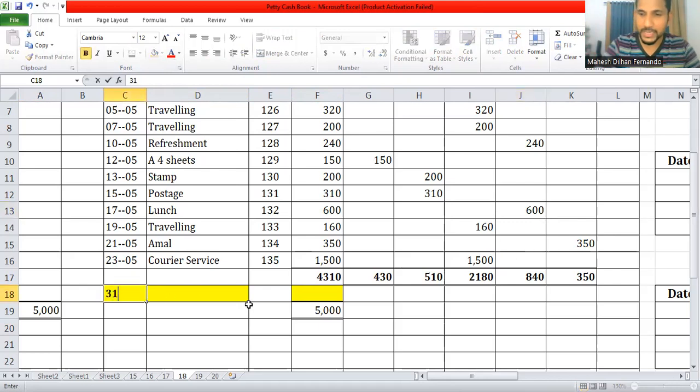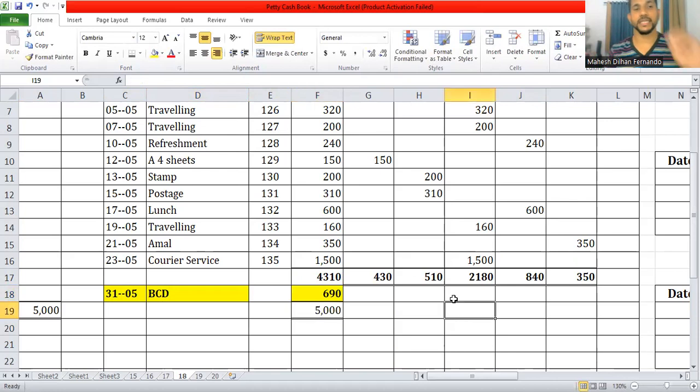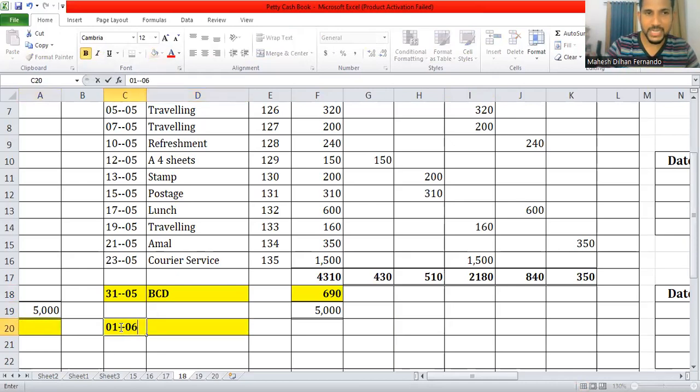Now I can obtain the balance carried down, BCD, by subtracting the payments from the petty cash imprest. It is 5,000 minus 4,310, 690. So it is going to be the balance brought forward as at 1st of June. Balance brought forward, 690.